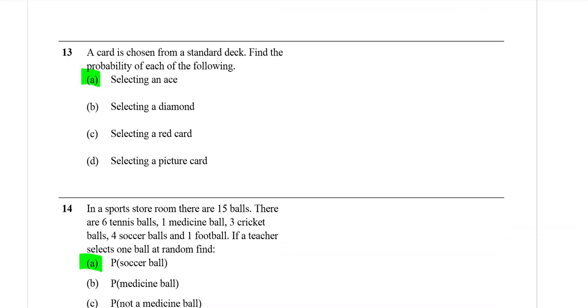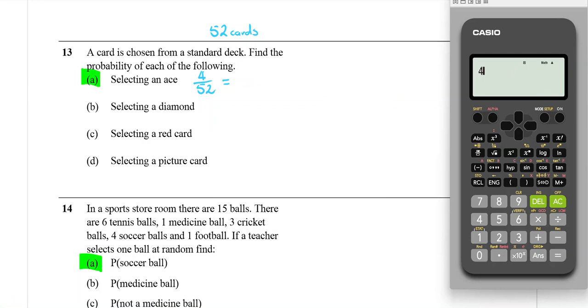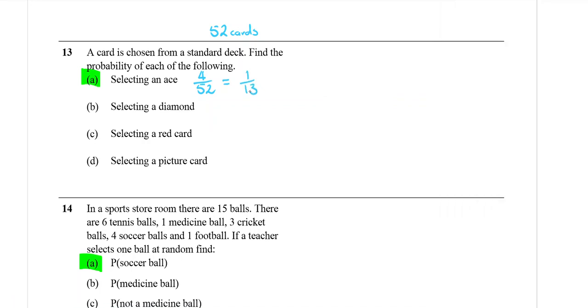Question 13. A card is chosen from a standard deck. There are 52 cards in a standard deck. Find the probability for each of the following. Selecting an ace. In a deck, there are 4 aces out of the 52 cards. And then you simplify that down. So you can remember, you can use your calculator if you like. So 4 out of 52 simplifies to 1 out of 13.